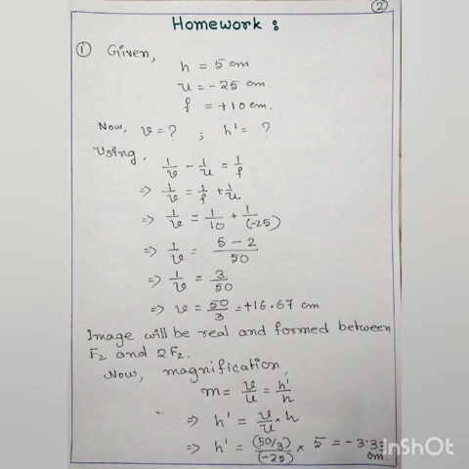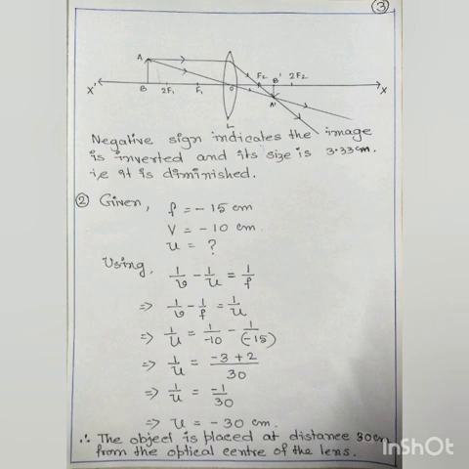Now see, from magnification, m = v/u = h'/h. If we compare, h' will be v/u into h. Just substitute all the values. What we will get? h' will be -3.33 centimeter. And see, the ray diagram also I have drawn for you. And it will be a real, inverted and diminished image. Clear?